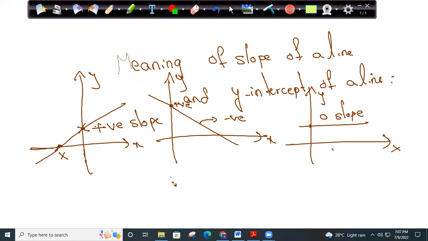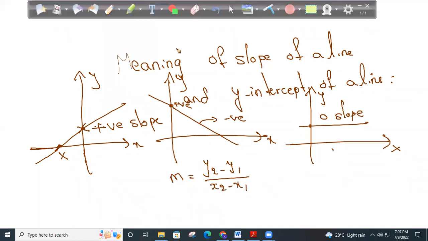What is the slope formula? There are different ways to find the slope. One of the best ways to find the slope is given by y2 minus y1 divided by x2 minus x1. This is how you'll be able to find the slope.